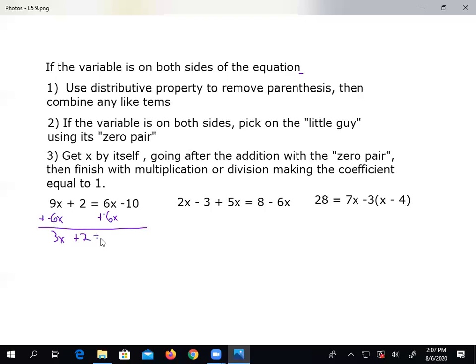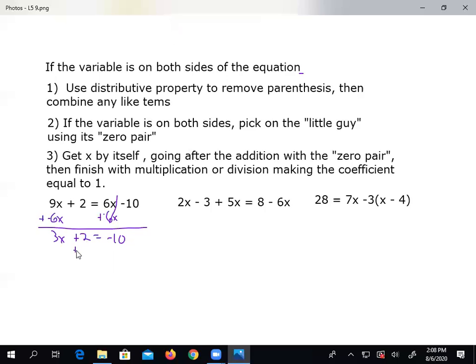On the other side of the equation, the 6x and negative 6x zeroed out. They're a zero pair. That left me with the negative 10. So from here, we got x on one side. Now I have to just get x by itself. So we go after the zero pair first, which is the 2. And then we go after the coefficient second.